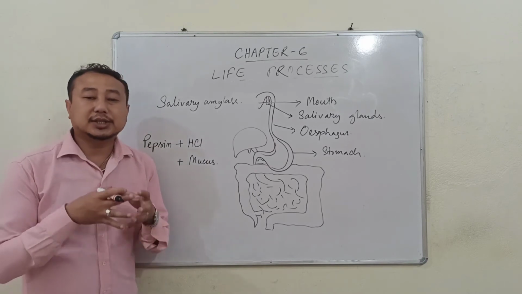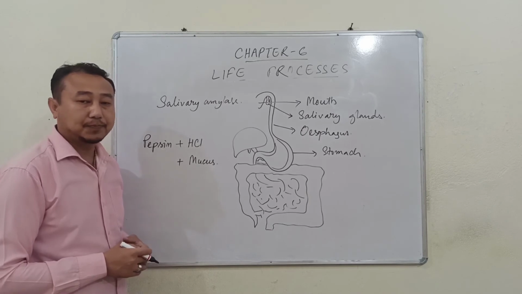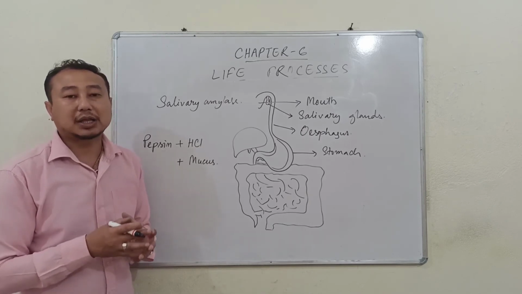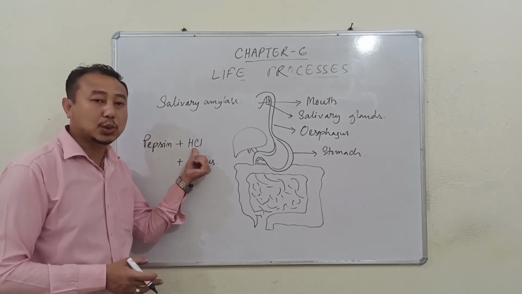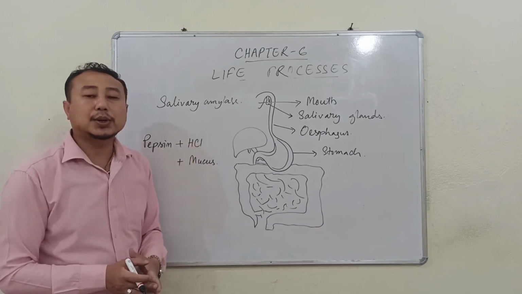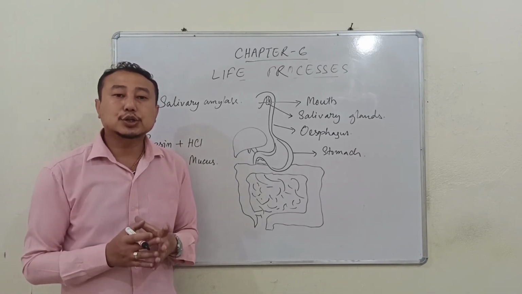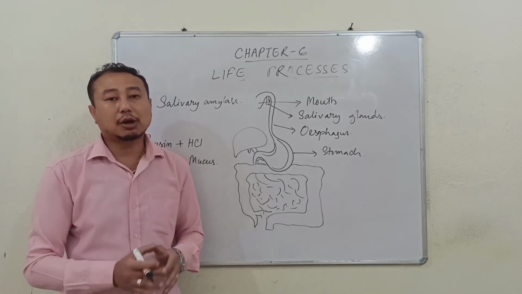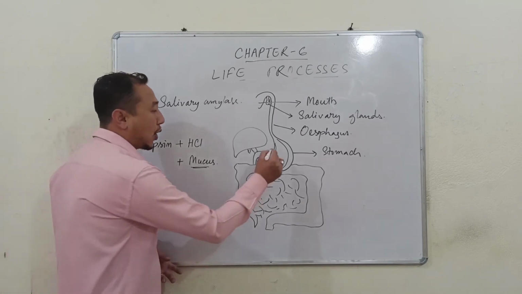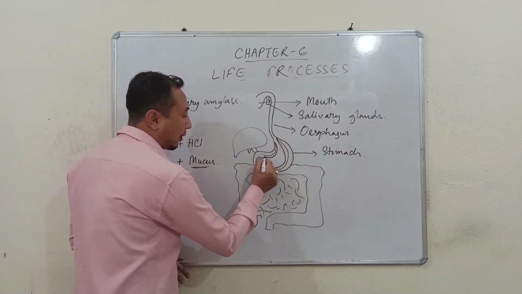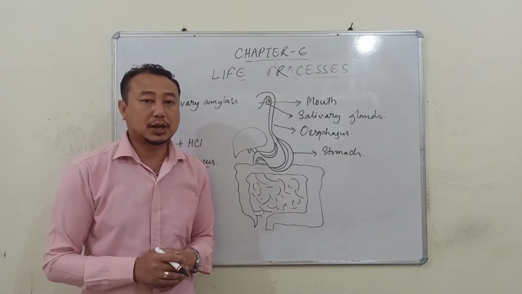This pepsin, which digests the protein present inside the food materials, needs an acidic medium. The acidic medium needed by the pepsin enzyme to digest the protein is provided by the help of this acid known as hydrochloric acid. But this hydrochloric acid is a strong acid which can damage the wall of the stomach. So in order to protect the wall of the stomach from the action of this hydrochloric acid, mucus is produced. The mucus forms a protective layer above the wall of the stomach so that the hydrochloric acid will not damage the wall of the stomach.